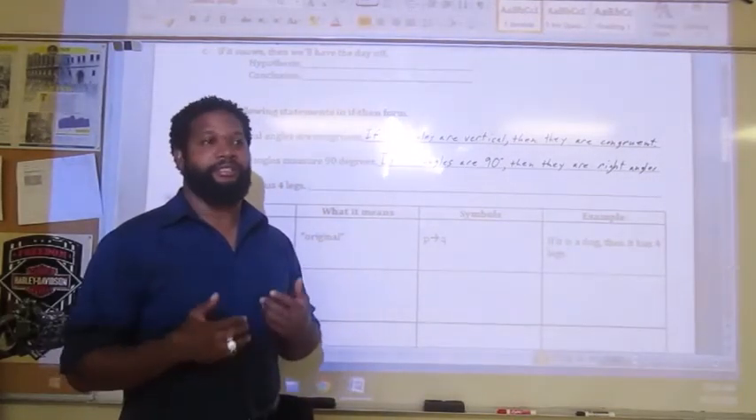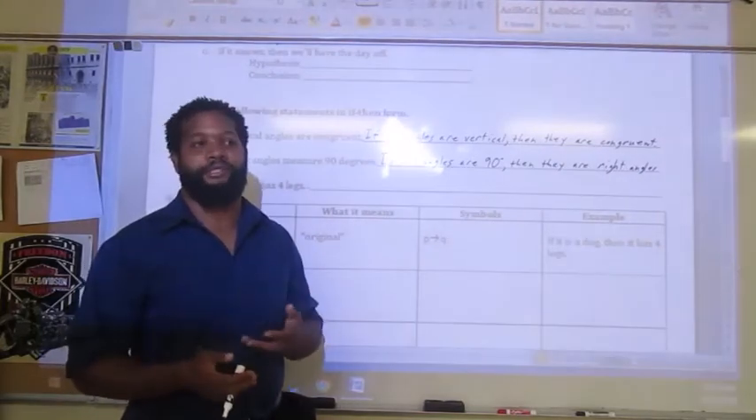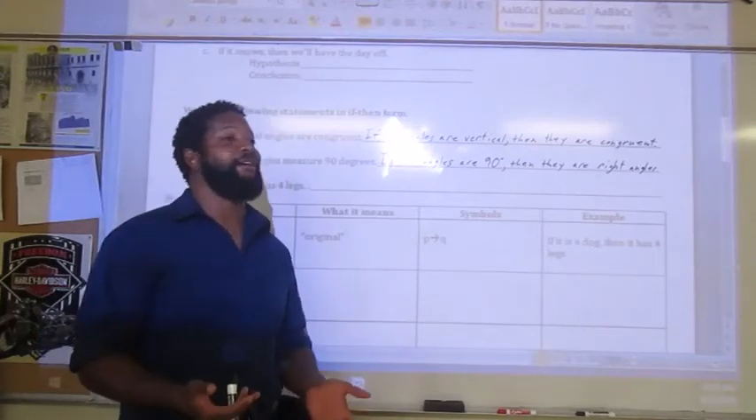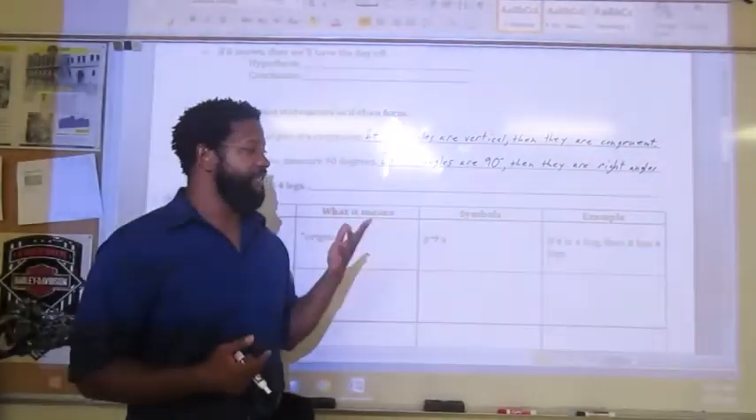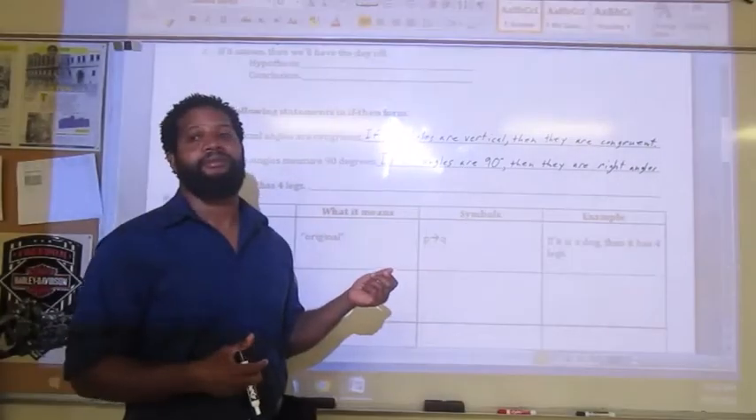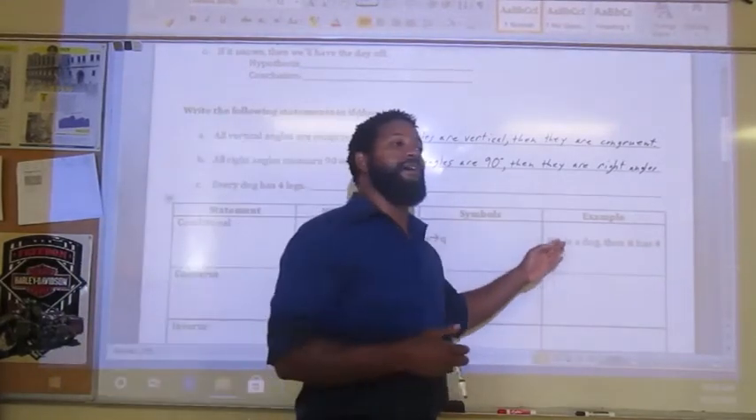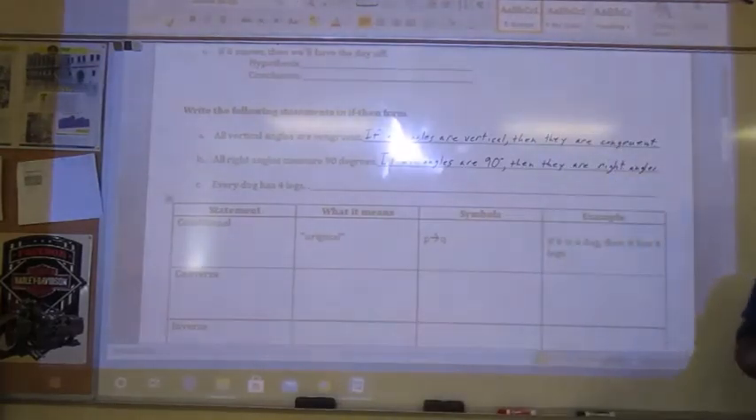Are dogs supposed to have 3 legs? Are they supposed to have 2? What are they supposed to have? 4. They're supposed to have 4 legs, right? So is this a true statement? If it's a dog, then it has 4 legs? Yes, okay? This is a true statement right here. If it's a dog, it's supposed to have 4 legs. So if it's a dog, it has 4 legs, okay?